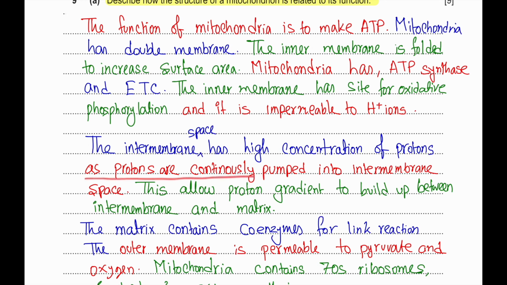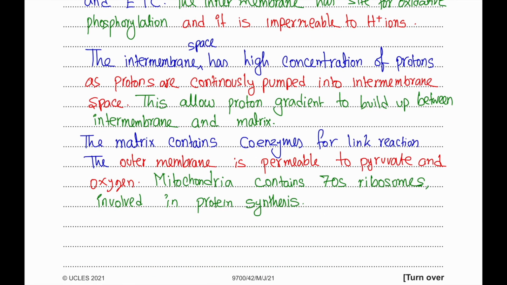As protons are continuously pumped into the intermembrane space, this allows a proton gradient to build up between the intermembrane space and matrix. The matrix contains coenzymes for the link reaction. The outer membrane is permeable to pyruvate and oxygen. Mitochondria contain 70S ribosomes involved in protein synthesis.